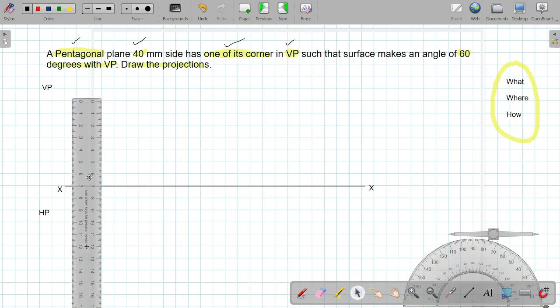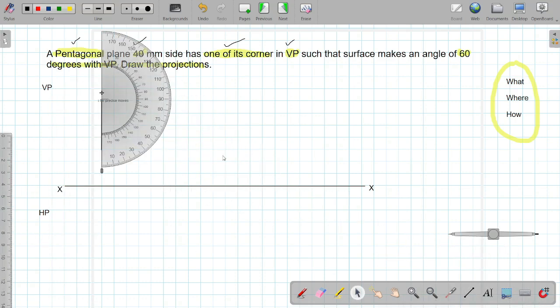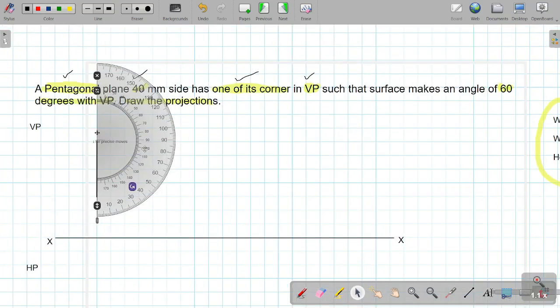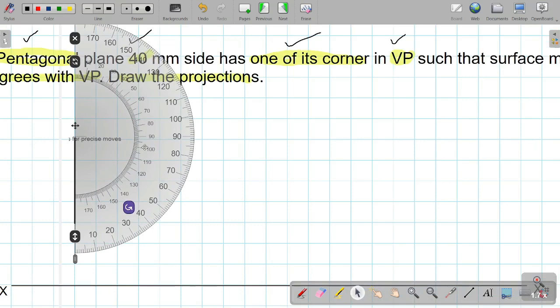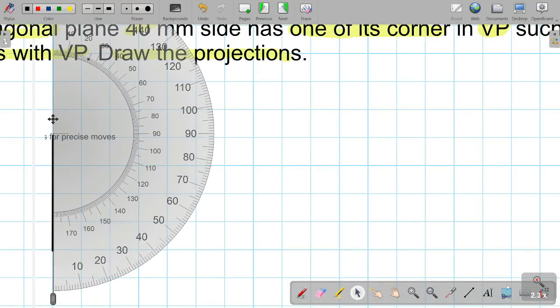Now constructing the pentagon, the side of the pentagon is given. So we'll mark the side, and that will be in dark, till 4 centimeter, that is the given 40 mm. Then using the protractor, you need to measure 72 degrees. So 72 will be 70 and 2. So it is somewhere here.